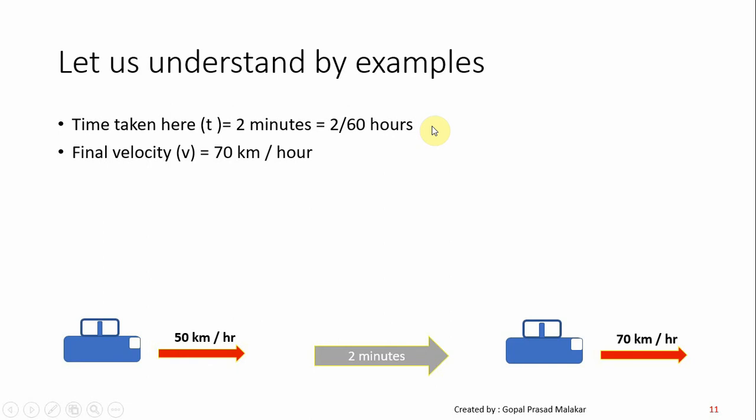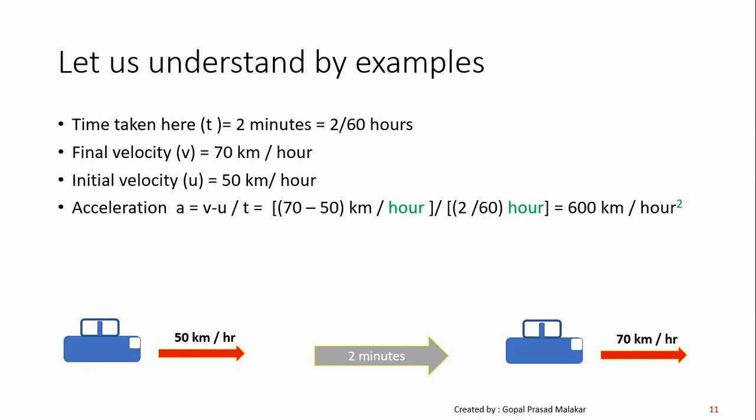How much the velocity has changed? Final velocity 70 km per hour. Initial velocity 50 km per hour. So acceleration is 70 minus 50 kilometer per hour divided by 2 by 60 hour. So it will become 600 kilometers per hour square. Why is this hour square coming? Because if you take a look here, it is kilometer per hour, and here also in the denominator hour is coming. So that's why it is coming kilometer per hour square.